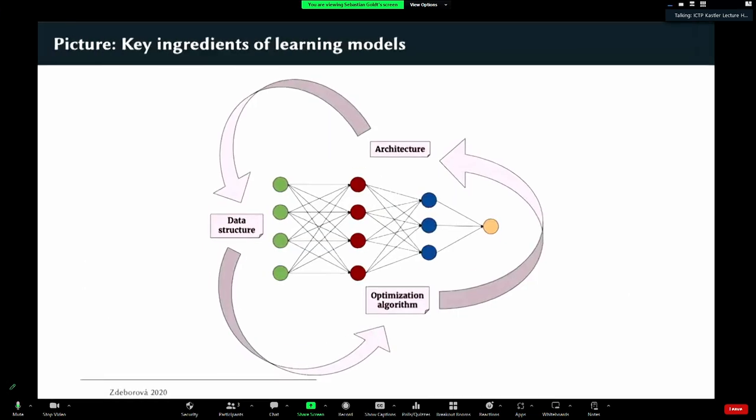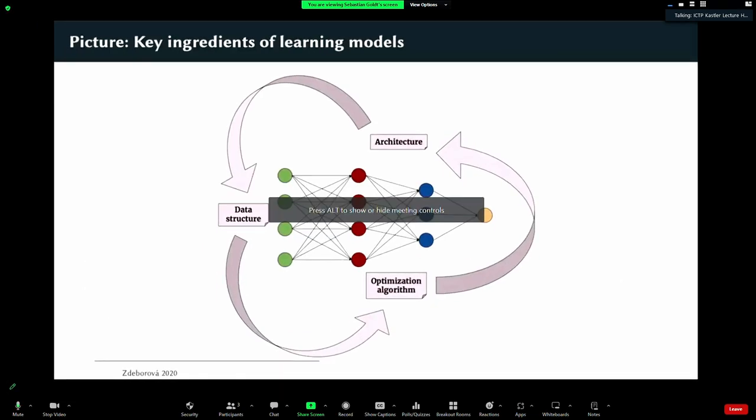And why is this problem so difficult? There are at least three key ingredients that are entangled in some way when you deal with a machine learning system: the architecture of the network, the data structure, and the optimization algorithm. Although you can start with one of them, all of them are somehow entangled if you want to compute quantities like the generalization error, or test risk, as I'm calling it in this talk.